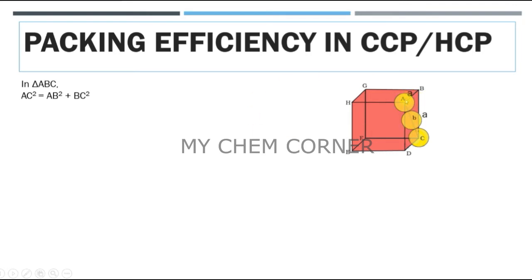Now here AC square is nothing but b square, and AB square and BC square are nothing but a square. Those are the terms given. So we'll just write that here. Now a square plus a square can be written as 2a square after simplification. Because we need only the value of b, we will write root of 2a. So that is the value of b that we have got.